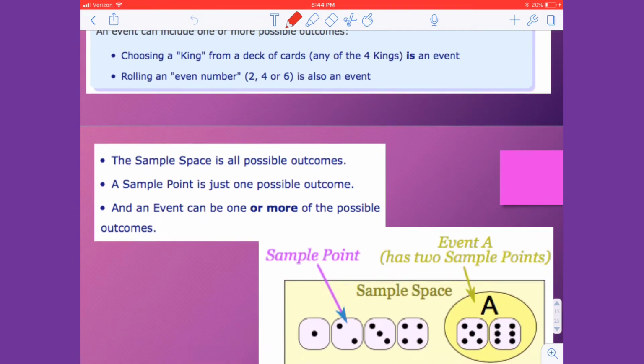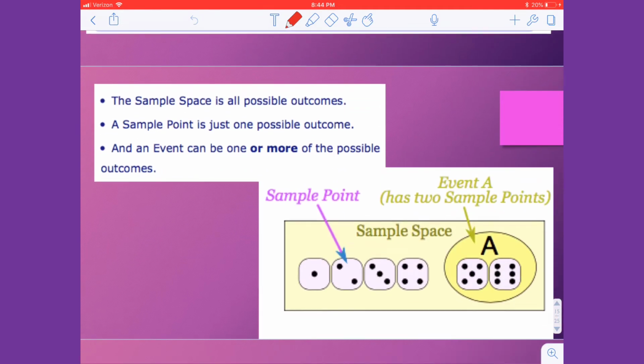The sample space is all possible outcomes. Sample point is just one possible outcome, and an event can be one or more of the possible outcomes. So, sample point is like this die that I've pointed an arrow to. The sample space are all of the possibilities that I could come up with, so everything contained in this square box. But then the event has 2 sample points in it, because event A may be, I roll a 5 and a 6.